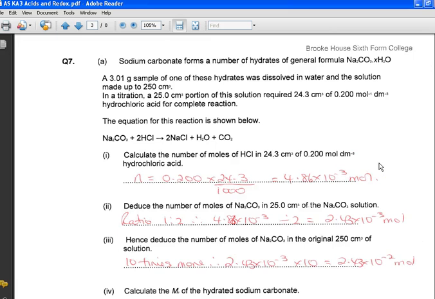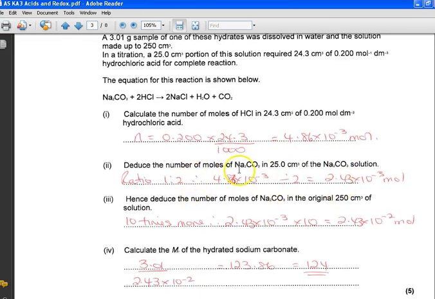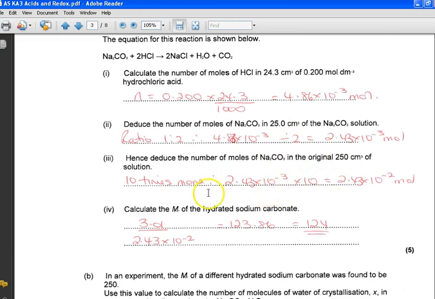Okay, question 7. Now this is pretty straightforward stuff, I think. Calculate number of moles in a volume and with a concentration, so that's not hard, so you work that out. From that you deduce the number of moles of sodium carbonate. Ratio is 1 to 2, so we're going to divide it by 2. Then obviously hence deduce the number of moles in the original 250 cubic centimetres, so this is in 25, so in 250 we need to multiply by 10, and then we're calculating the MR of the hydrated sodium carbonate.